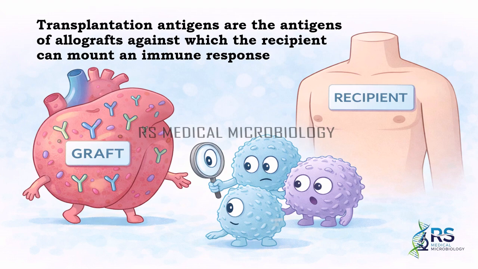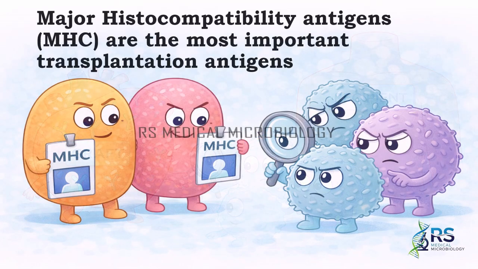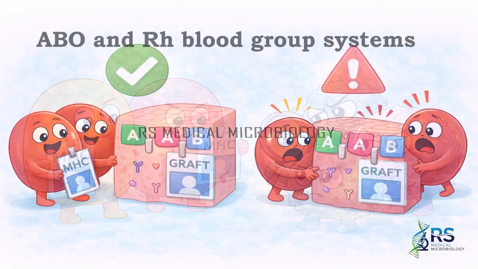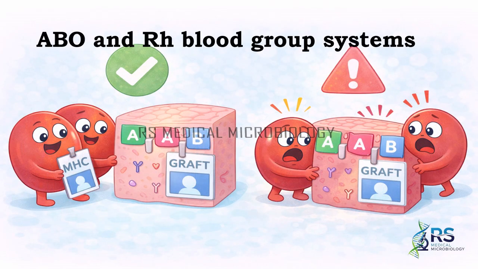The transplantation antigens are the antigens of the graft against which a recipient can mount an immune response. The major player in this is the MHC, or the major histocompatibility antigens, which is screened by the recipient's immune system very keenly. Another factor is the blood grouping and Rh typing between the graft donor and the recipient.